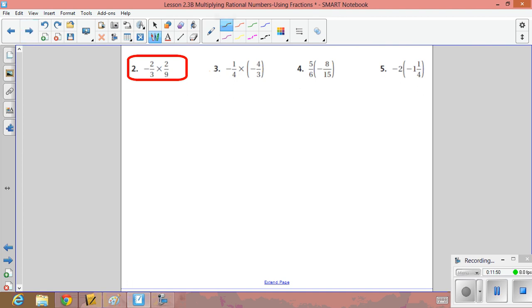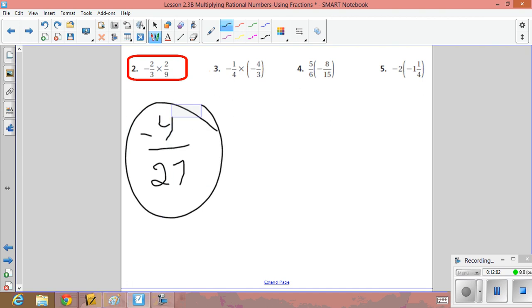So for this first example, we're going to multiply straight across. 2 times 2 is 4. 9 times 3 is 27. A negative times a positive is negative. So there's my solution to number 2. Next page.